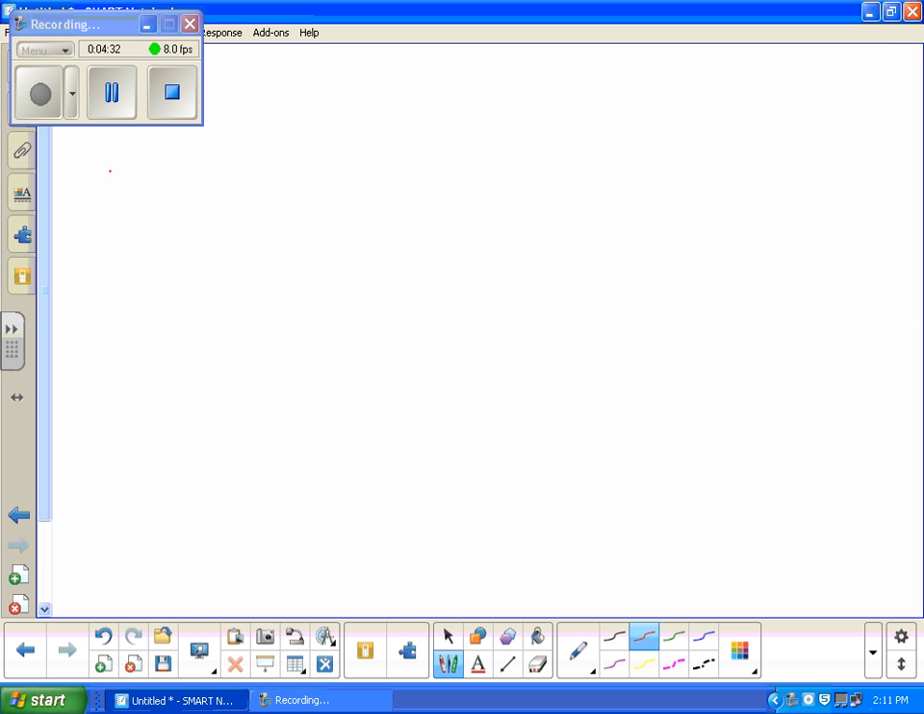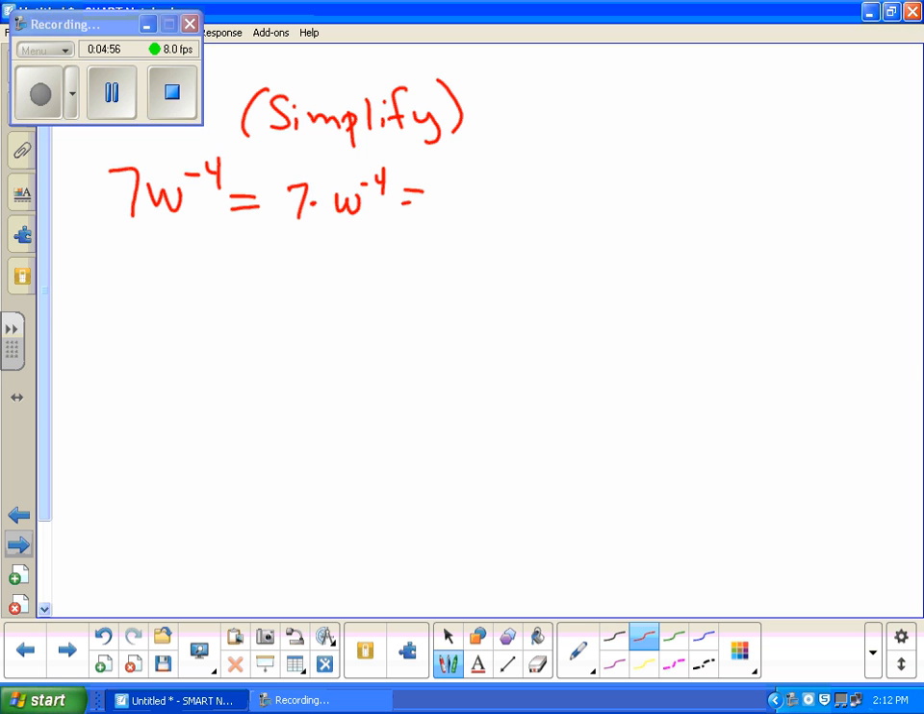Here's another example. We have 7w to the negative 4, and we're told to simplify. Our expression will be in simplest form if we have no negative exponents. Now remember, this is 7 times w to the negative 4. So we'll leave the 7 alone, and we'll rewrite w to the negative 4 as 1 over w to the 4th power. Now to simplify this expression, we'll multiply 7 over 1 times 1 over w to the 4th, and we get our simplified answer, 7 over w to the 4th power.